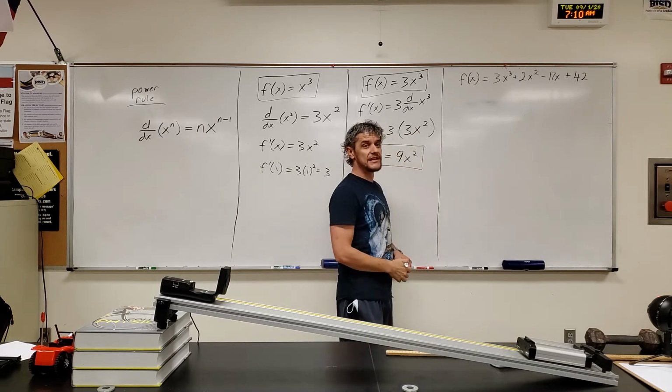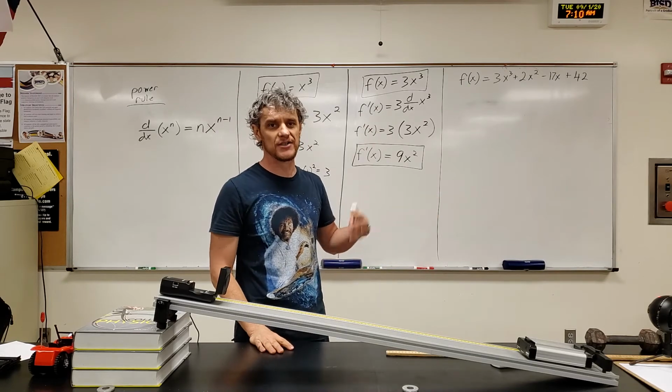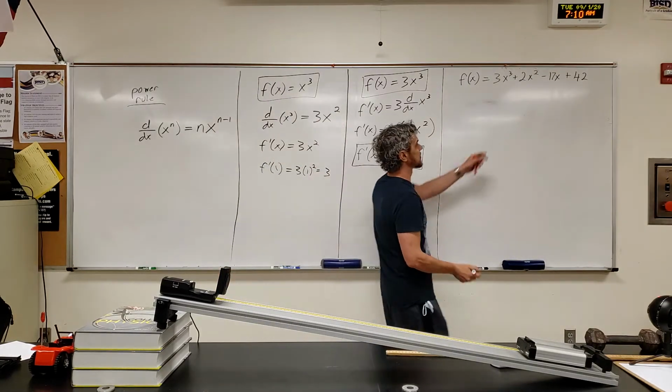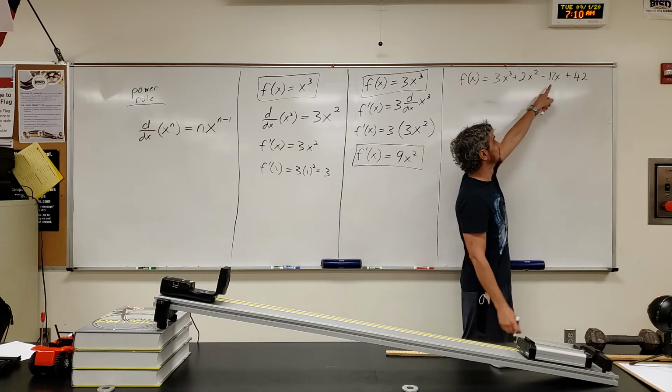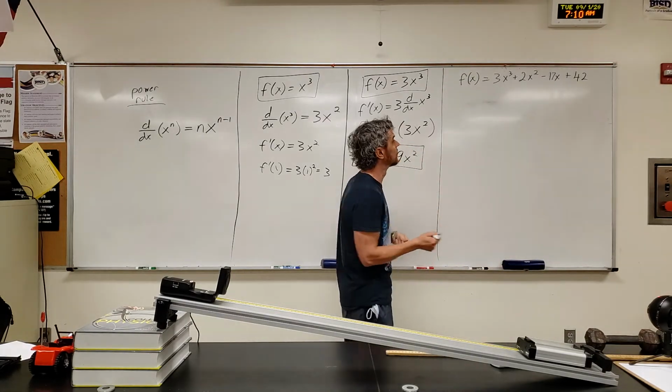All right, well, the sum and difference rule says I just do the derivative of each individual term in my function separately. And then the constant multiple rule says I can bring the 3, the 2, the 17, and in fact the 42 out in front. We'll talk about the 42 at the end though.